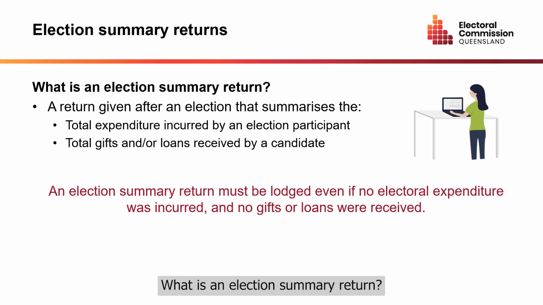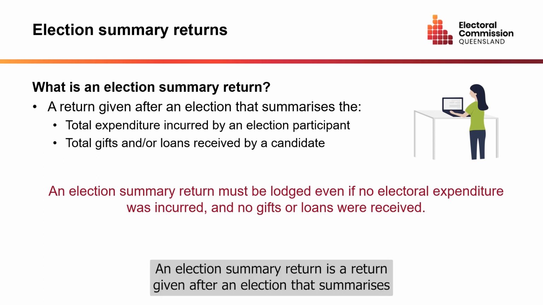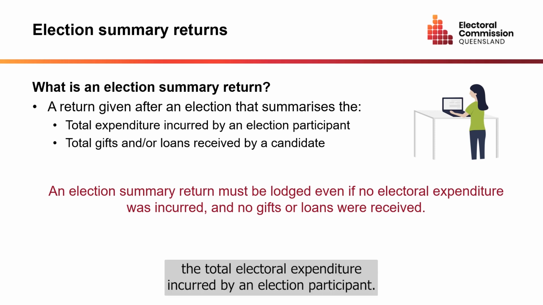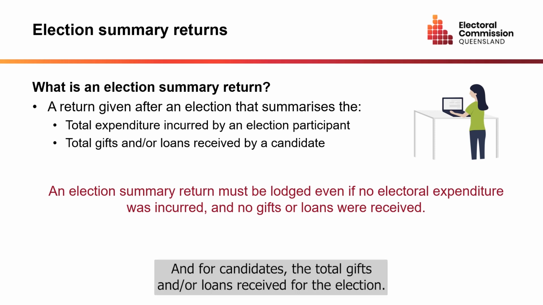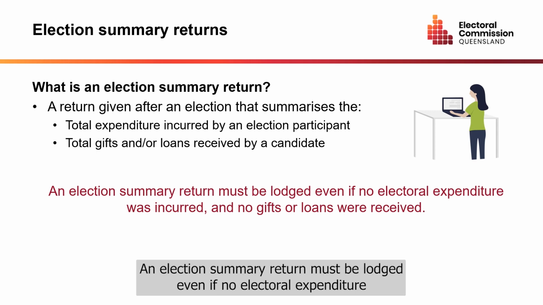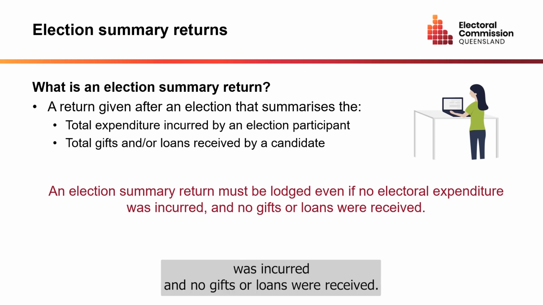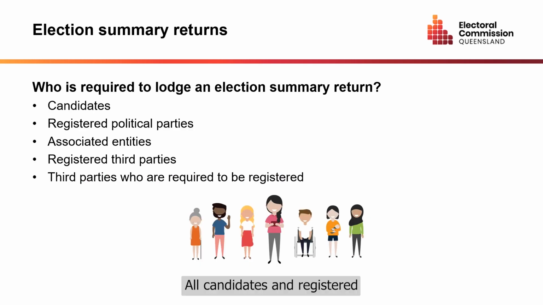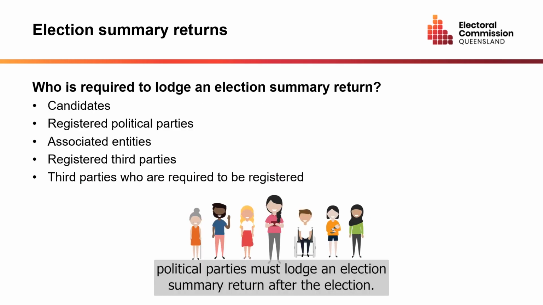What is an election summary return? An election summary return is a return given after an election that summarises the total electoral expenditure incurred by an election participant and, for candidates, the total gifts and/or loans received for the election. An election summary return must be lodged even if no electoral expenditure was incurred and no gifts or loans were received. All candidates and registered political parties must lodge an election summary return after the election.